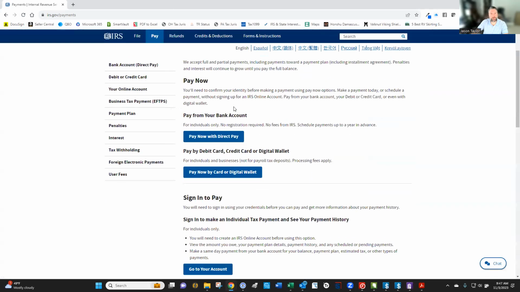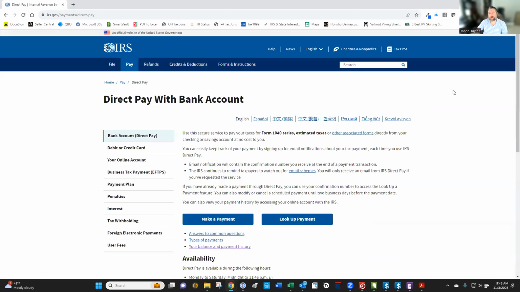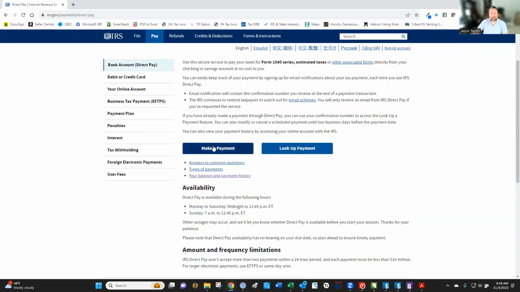All right, and so here we have two options. We have pay now with direct pay, or pay now by card or digital wallet. So we're going to do the walkthrough of the direct pay first. This is basically an electronic funds transfer, an ACH, right out of your bank account. So then we're going to click on make a payment.